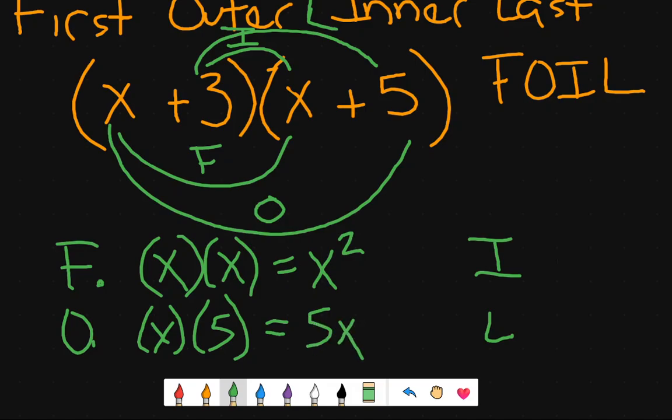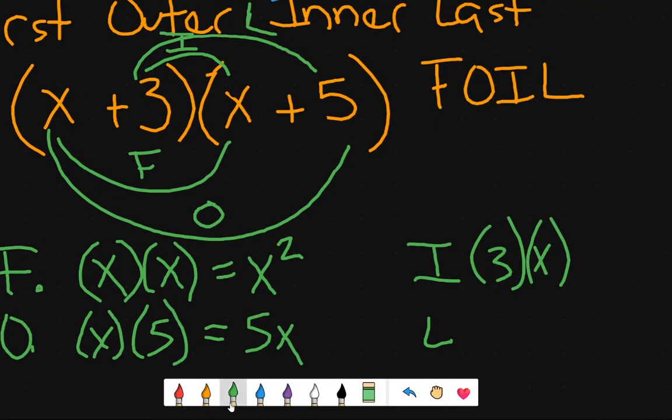Then we have the inner terms. Those are the two that are right on the inside, or close together inside of the two parentheses. We have 3 and X. I'm going to multiply 3 times X, which will give us, you got it, 3X. I'm going to scroll over just a little bit so I have some space. 3X. And then we have the last terms. These are the two terms that are at the end, or the furthest to the right on both of the parentheses, and we have 3 and we have 5 there. So we're going to multiply 3 times 5. And 3 times 5 is 15.